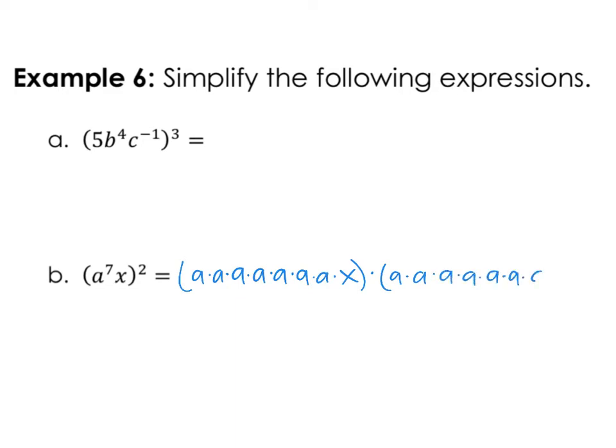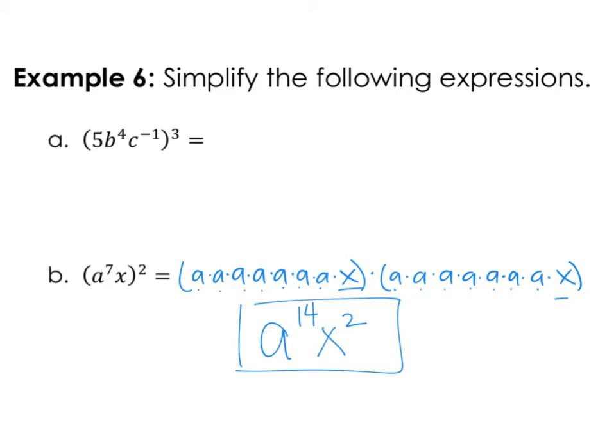5, 6, 7 times another x. Now, if we count this all up, we have 1, 2, 3, 4, 5, 6, 7, 8, 9, 10, 11, 12, 13, 14 a's, which we can write as a to the 14th power. Then we have an x and an x, which we could write as x squared.